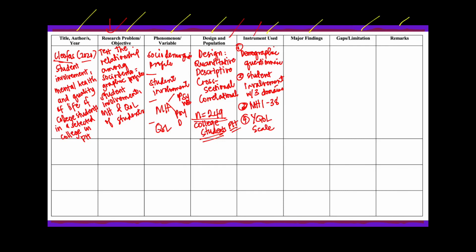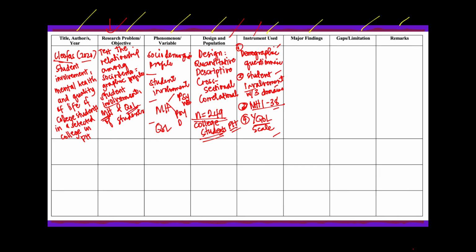So here are the 4: demographic questionnaire, student involvement with 3 domains questionnaire, MHI 38, and youth quality of life scale. So you also have to figure out why these were the instruments used. So demographic questionnaire, because that's usually a part of social science research. Student involvement with 3 domains, this one is to measure student involvement, right? For MHI 38, this was used to measure mental health, and youth quality of life scale was used to measure quality of life.